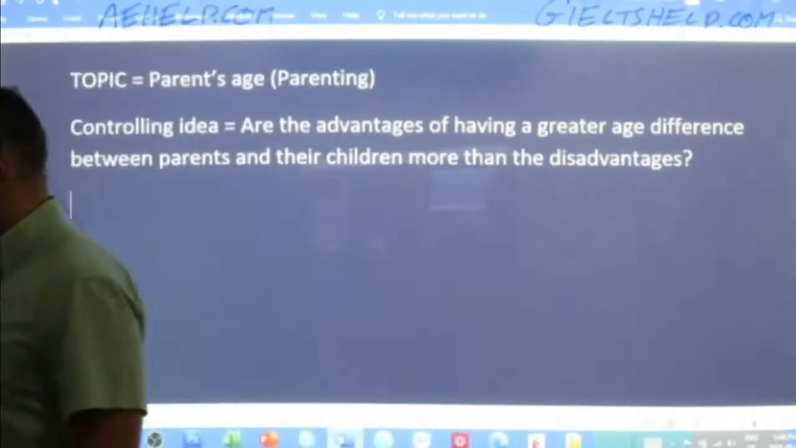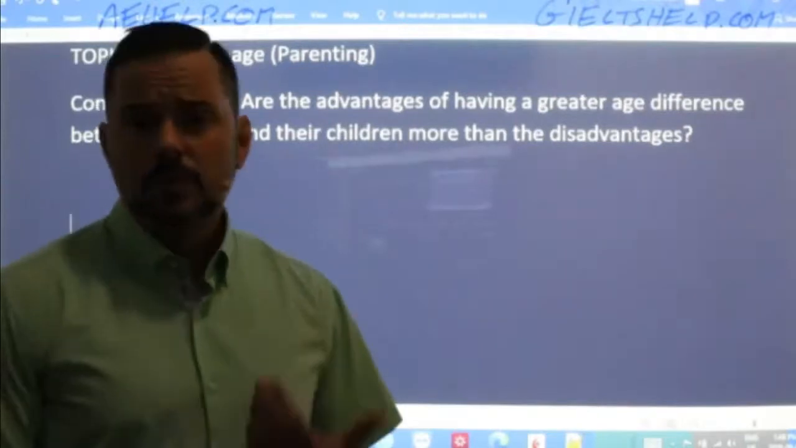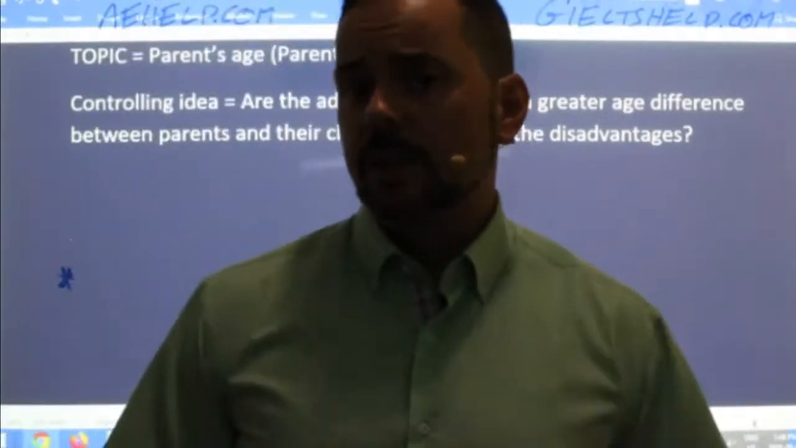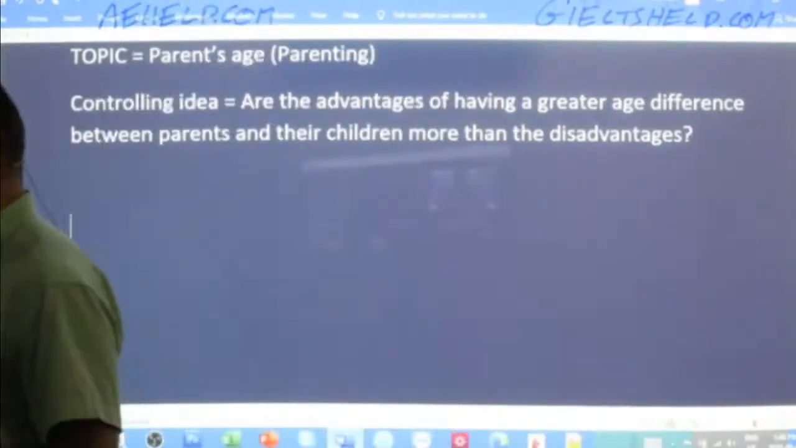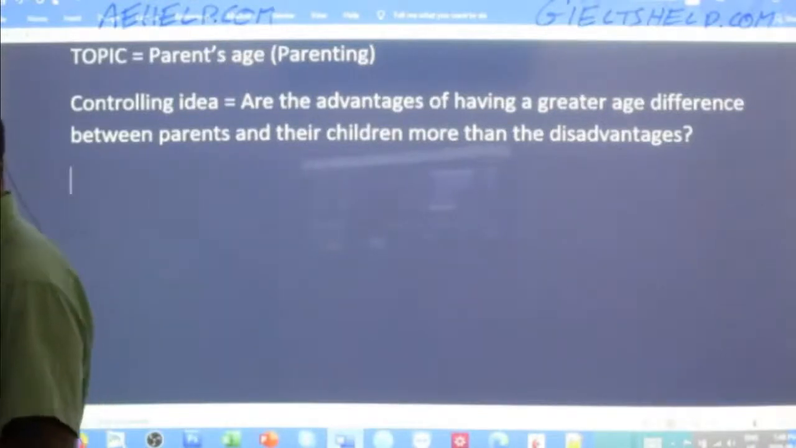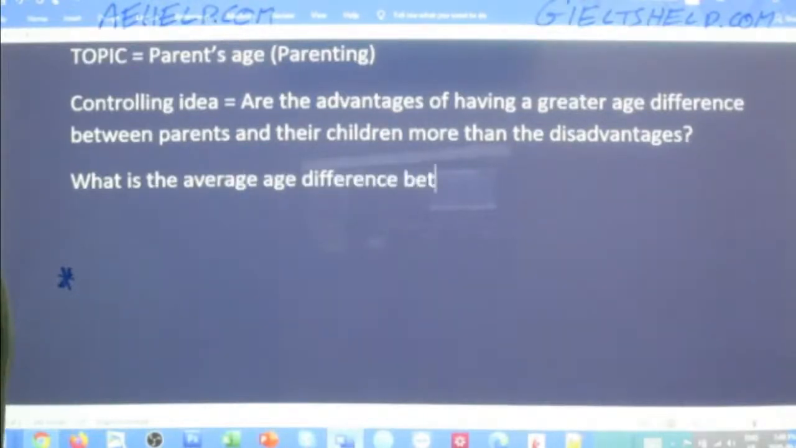Good. So let's see. Here we go. Let's try to define this. I think defining the topic here is really, really important because we might have some really different ideas of this topic, the parent's age, right? Depending on culture and our own experience. What is the average age difference between parents and children? So how would you quantify that?